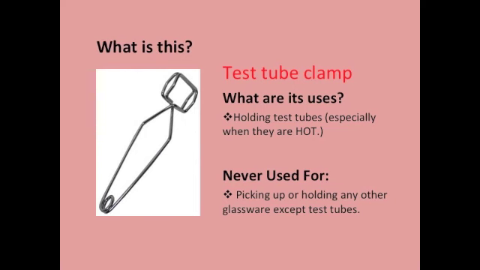This is a test tube clamp. Its uses are holding test tubes, especially when they're hot because they'll burn your fingers, or when you're heating them over a Bunsen burner. You never want to use one of these as tongs because they're not very grippy. So you don't want to try to pick up or hold any other glassware with these things. Use tongs for that.